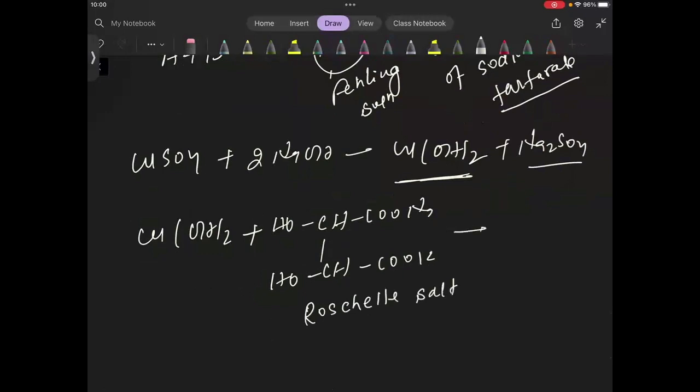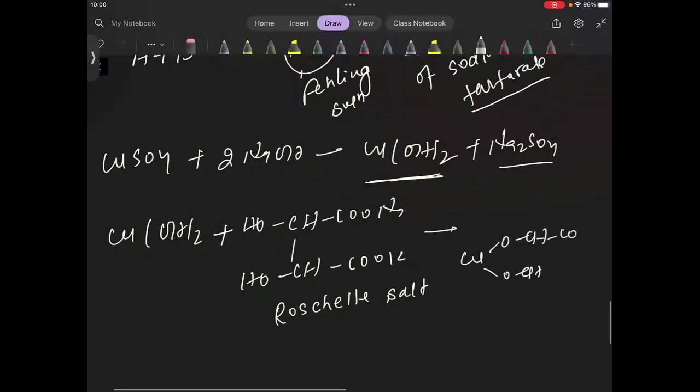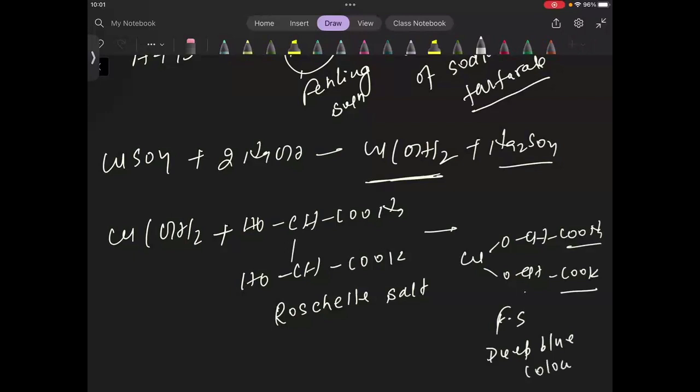So what is going to happen here, students? Cu, OCH, COONa and COOK, you can get that. Correct? So these things you will obtain here. Cu OCH, OCH, COONa, COOK. This is called a Fehling solution, which is a deep blue color solution. Okay.